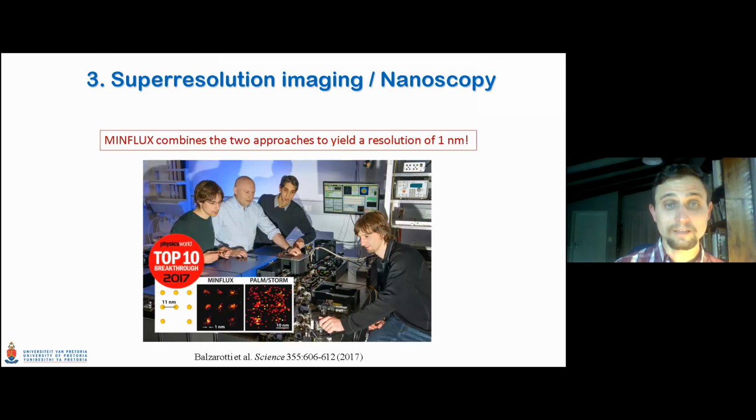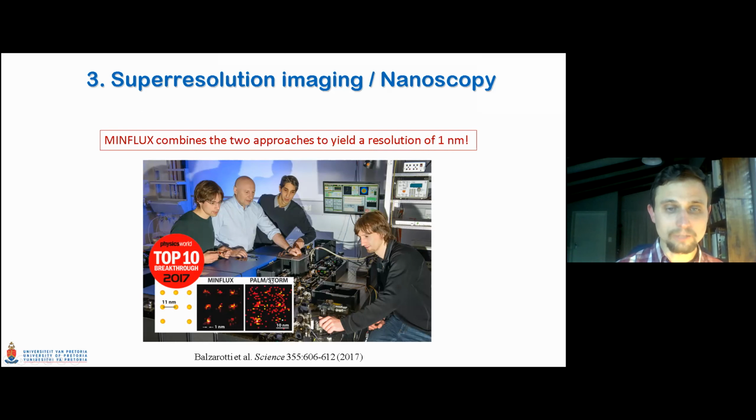By combining that, he developed a new technique called MINFLUX that can now go down to a resolution of 1 nanometer using light. This is really astounding. This was also listed as one of the top 10 breakthroughs in physics in 2017.